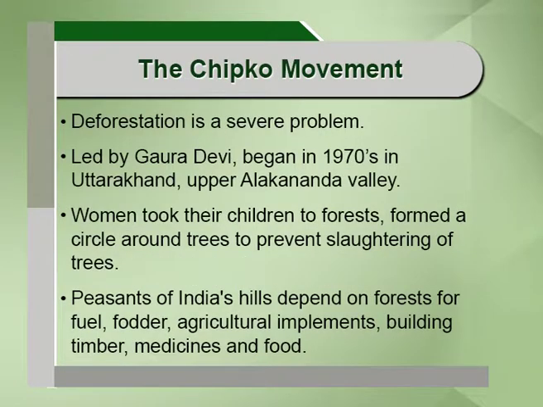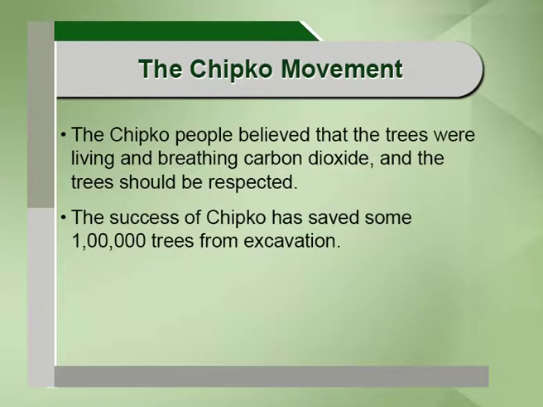There have been grassroots movements, for example the Chipko movement in our country, which was led by Gaura Devi in the 1970s in Uttarakhand, where the women hugged the trees. Chipko itself means the hugging or the embracing, where they hugged the trees and stopped the destruction and degradation of the forest. So the women were very important in the protection of these forests. And the Chipko people saved around 1 lakh trees from excavation.